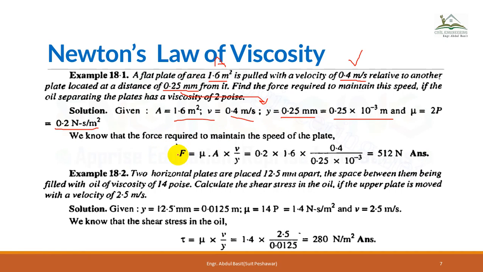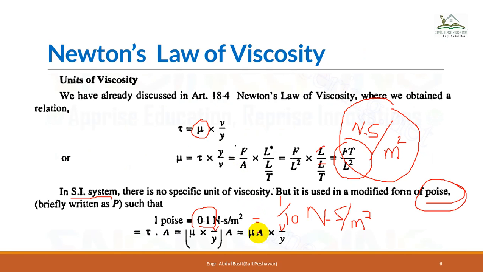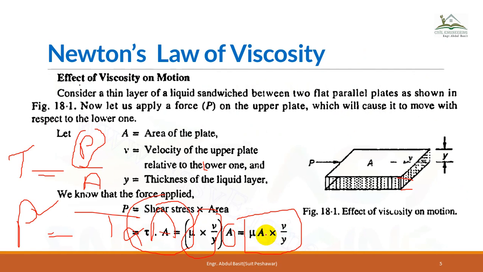Then the force we need to maintain that speed. The force required to maintain the speed is what we need to determine. So force is mu into area into v divided by y. This is the equation we have taken from here.